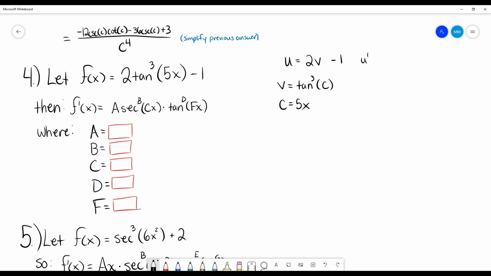So I know that u prime, or the derivative of u, is going to be whatever the derivative of this is times the derivative of this. The derivative of 2v is just 2. I know that the derivative of a constant, -1, is 0, so I don't have to write that. And this is going to be times my inside, right? Derivative of my outside times my inside, and then this is a separate little piece.